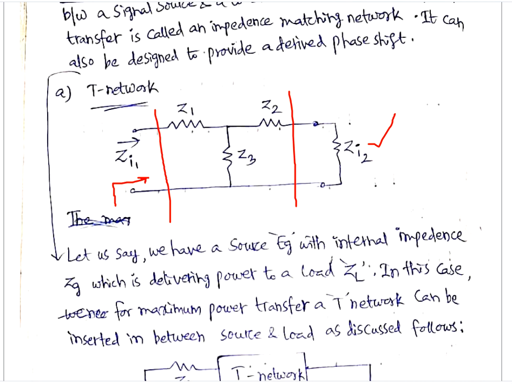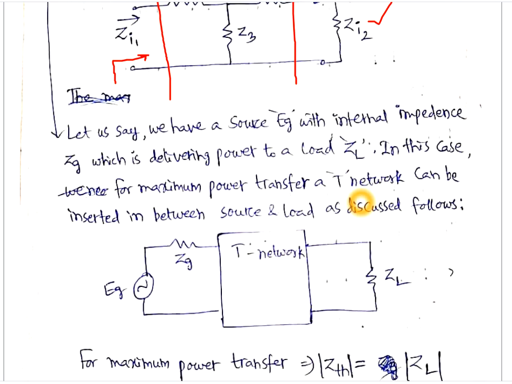If you see, I am mentioning here load impedance and source impedance as image impedances. We will see why it is like that, right? As per this discussion, we are having a source EG with a source impedance of ZG and a load impedance of ZL. So to match the impedance for maximum power transfer, I am inserting a T network. For this particular purpose, let us see the condition.